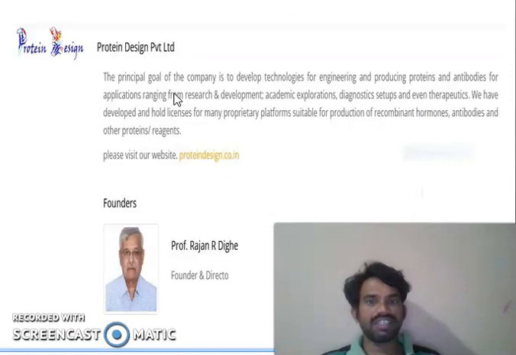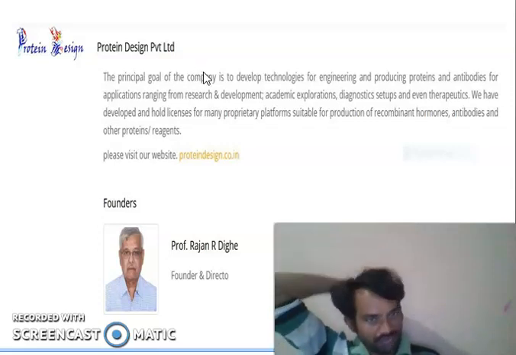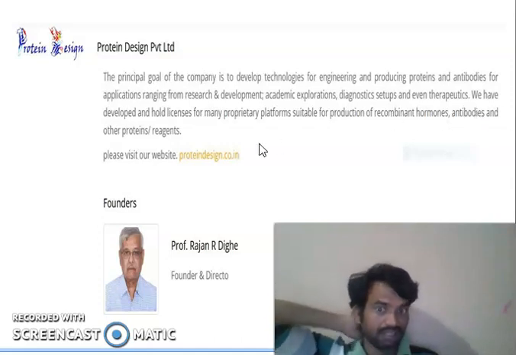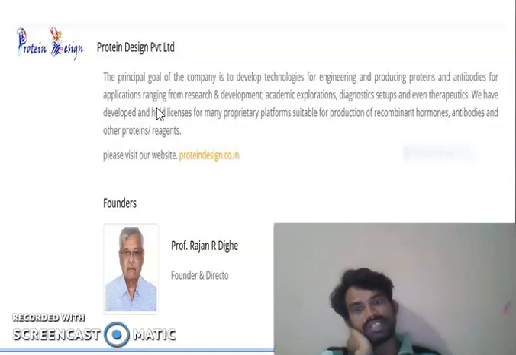Then after, you can see here one of the companies, Protein Design Private Limited in Bangalore, this is Dr. Raja Digview. He is the founder and director of this company. He was earlier an IISc Bangalore scientist, a biophysical chemist, who worked on various proteins. Then after he retired, he established the Protein Design Private Limited company, and he now runs various activities on the diagnostic and therapeutic development of protein based techniques.